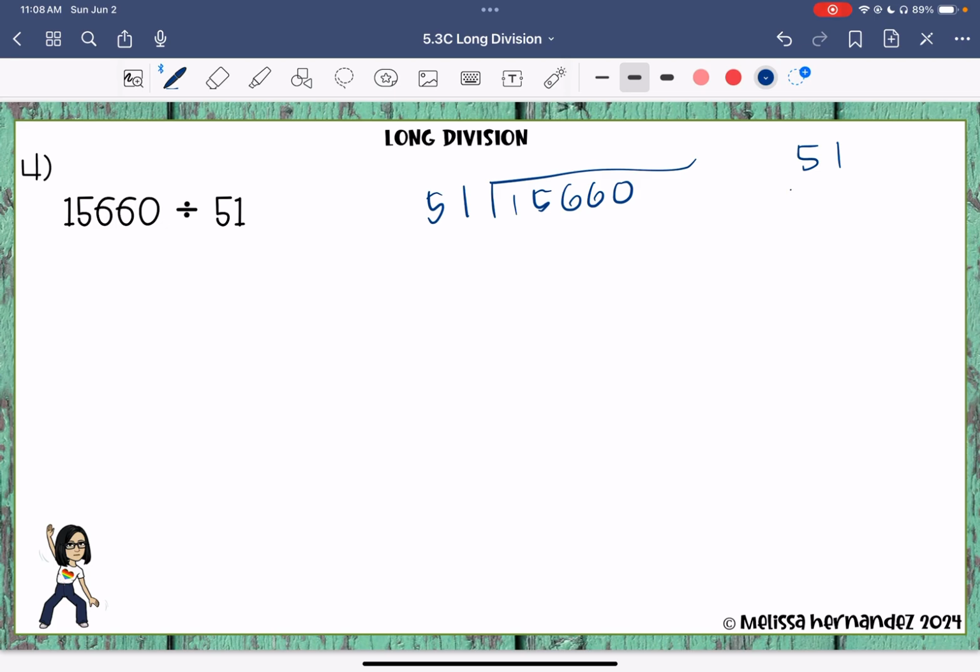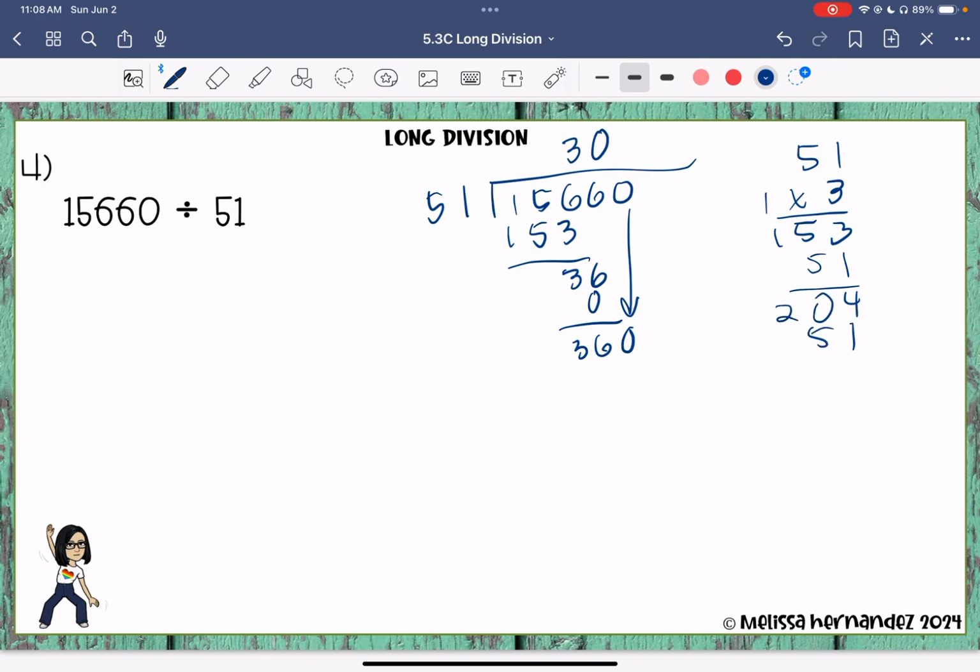So we'll just go like this. So 153 is as close as I can get. 36 divided by 51, nope, it's not happening. So I'm going to put a 0. 0 groups of 51 will be 0. Bring down my 0. Now my new division problem is 360 divided by 51. So I'll go ahead and continue adding here.